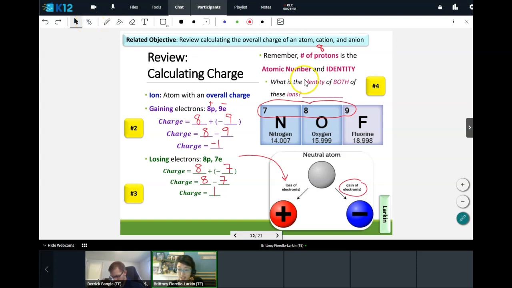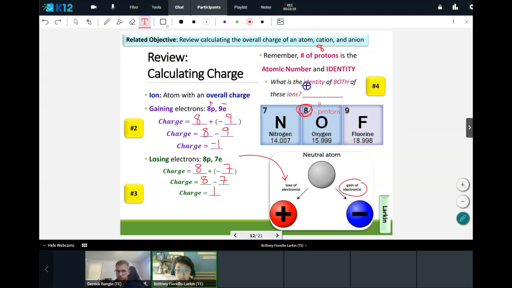There we go. Yes, fixing our mistakes. Love it. Yes, this is the atomic number 8. And so oxygen is the only atom that always has 8 protons. So 8 protons. And so both of these ions are actually oxygen. It's just that one is negatively charged and one is positively charged.